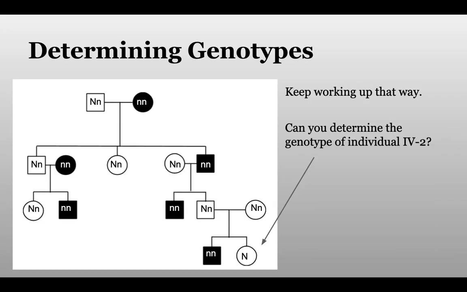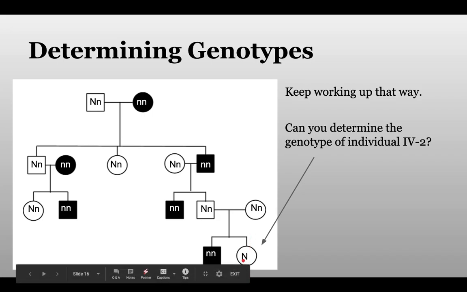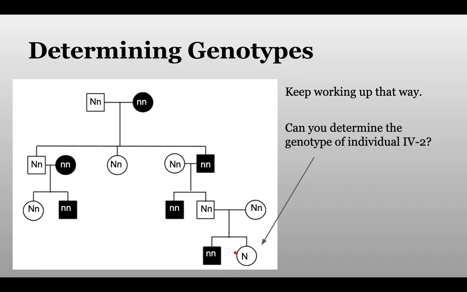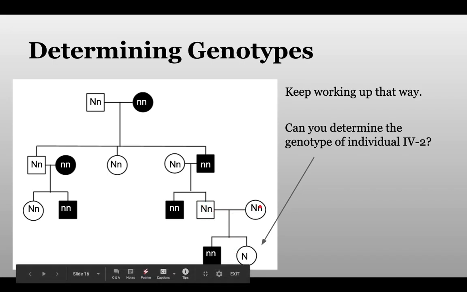Okay, what did you come up with? There should be two options for capital N. So it's either capital N, capital N, or capital N, lowercase n. And you'll write both of those down for this one. So again, after you do the Punnett square, you get two options, capital or capital lowercase. You'll put both of them there because we're not sure.